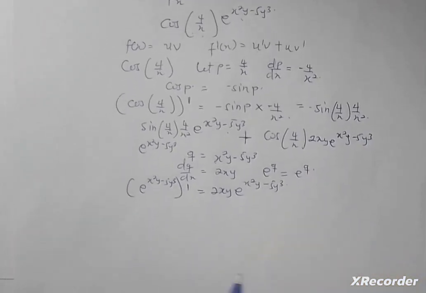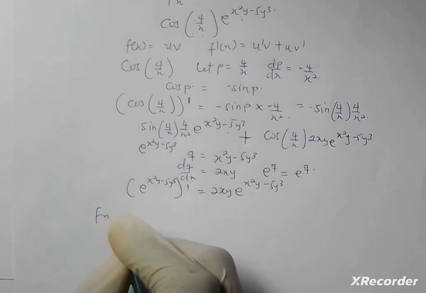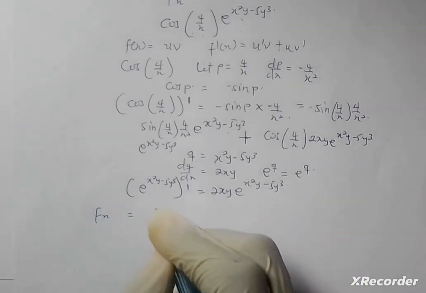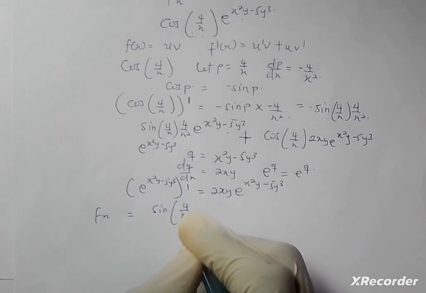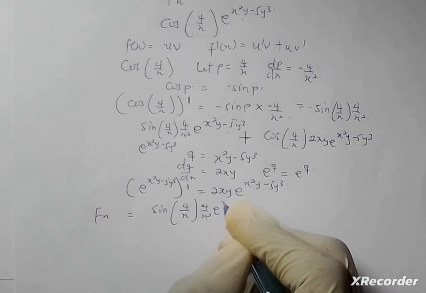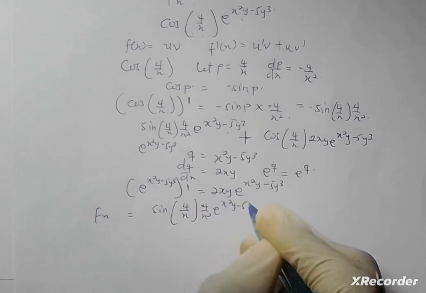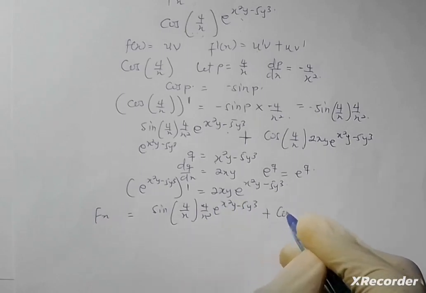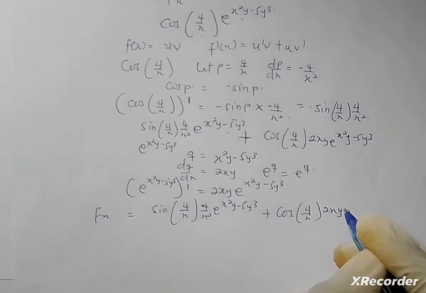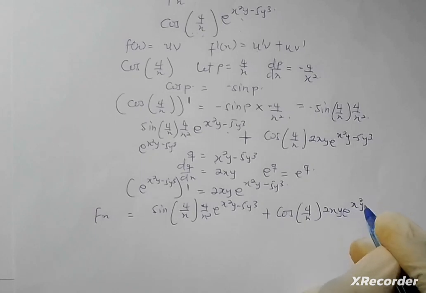So therefore my solution becomes cos 4 over x, 2xy, e to the power x squared y minus 5y cubed. So writing my final answer, my fx, that is the partial derivative with respect to x, is simply equal to sine 4 over x squared, e to the power x squared y minus 5y cubed, plus cos 4 over x, 2xy, e to the power x squared y minus 5y cubed. This is the partial derivative with respect to x.